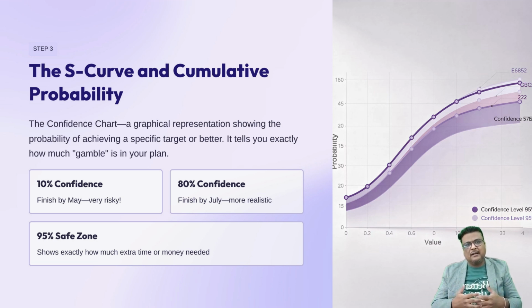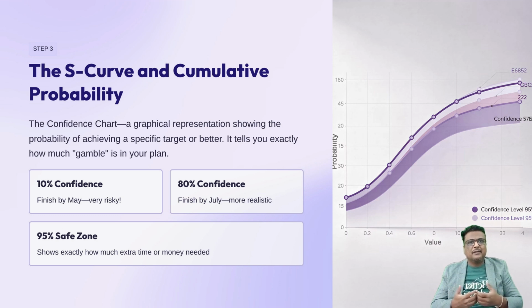For example, it might show that you have a 10% chance of finishing by May, very risky, but an 80% chance of finishing by July. You've probably seen this. If your sponsor demands a 95% confidence level, the S-curve will show you exactly how much extra time or money you need to add to your plan to reach that safe zone. By reading the S-curve, you identify the probability of success.